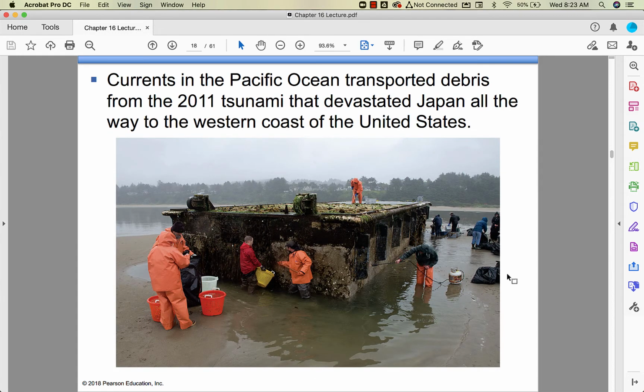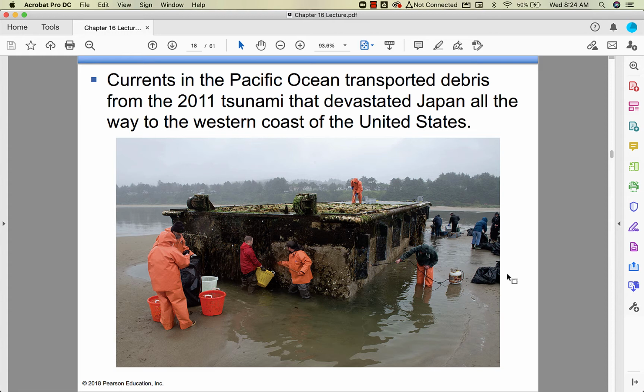Currents took debris from the 2011 earthquake tsunami and trucked it all the way across the Pacific Ocean. That's a piece of Japanese debris, kind of looks like a train car, that got washed off the tracks or wherever it was, made its way into the ocean, and washed up on a beach. It looks like the Pacific Northwest, Oregon, Washington, northern California. So ocean currents can move stuff.